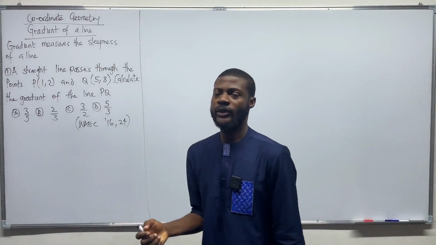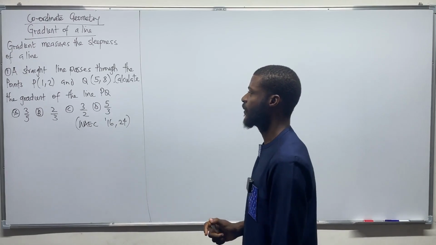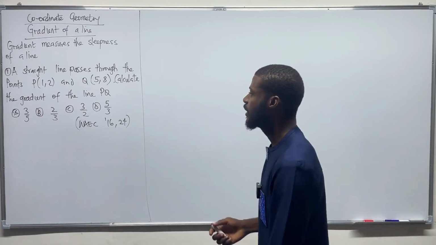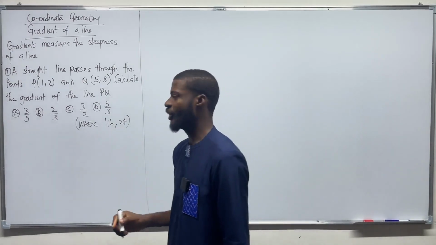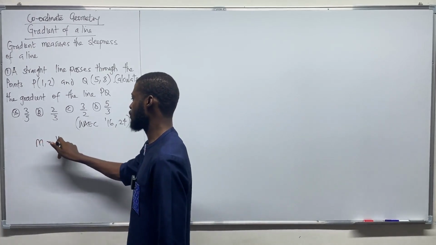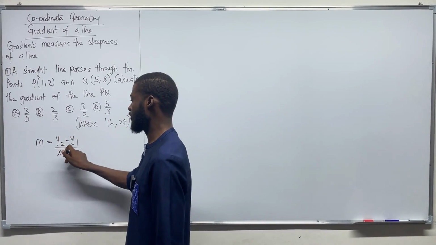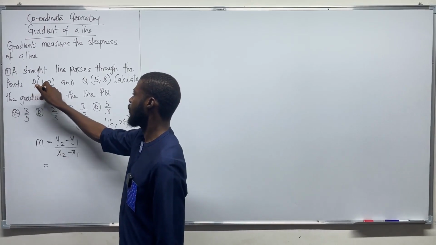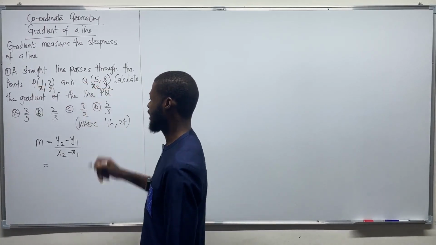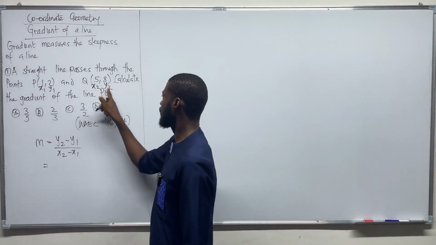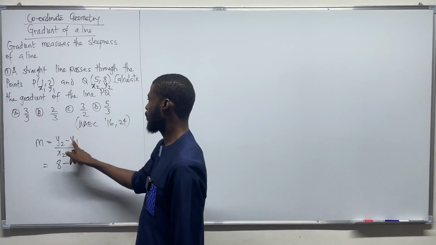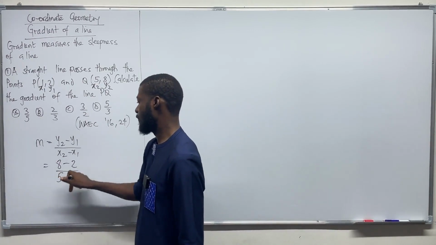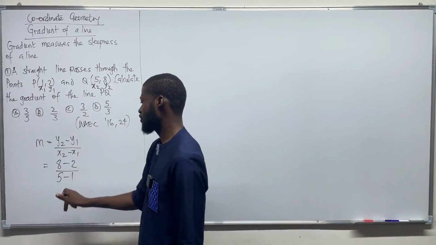So, question 1 says a straight line passes through the points P(1, 2) and Q(5, 8). Calculate the gradient of the line PQ. First of all, remember that gradient m is y2 minus y1 over x2 minus x1. That's the formula for gradient. So let us name our points. This is x1, y1. This is x2, y2. So y2 is equal to 8 minus y1, which is 2, divided by x2, which is 5, minus x1, which is 1. So that's what we have.